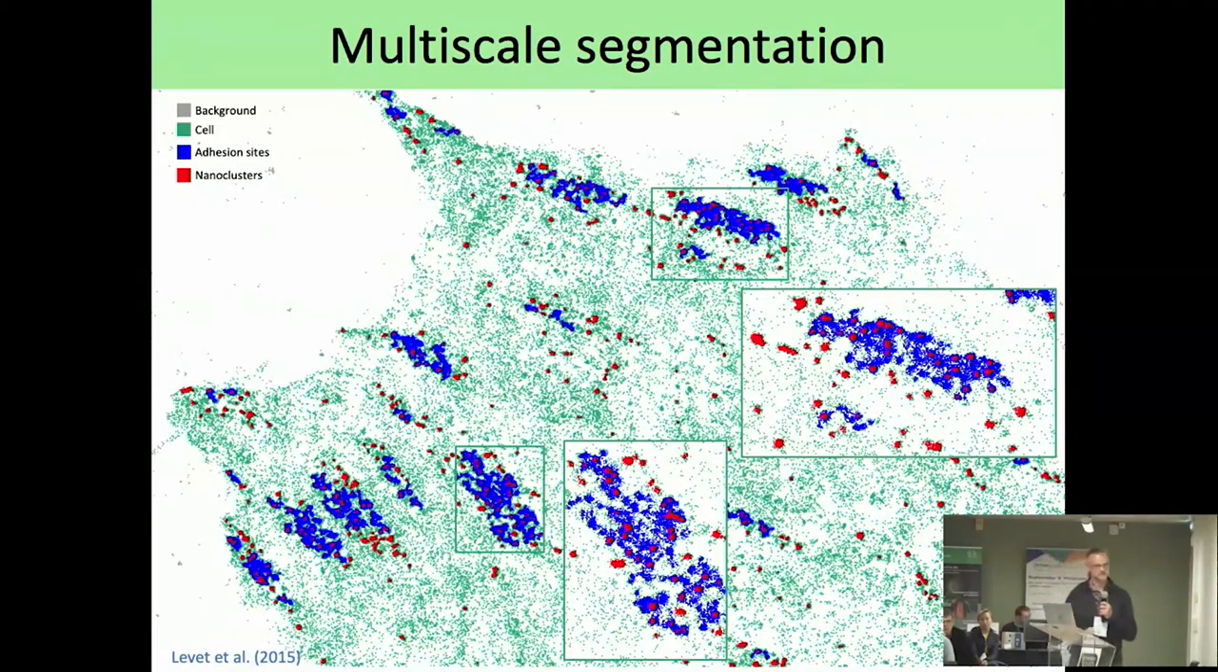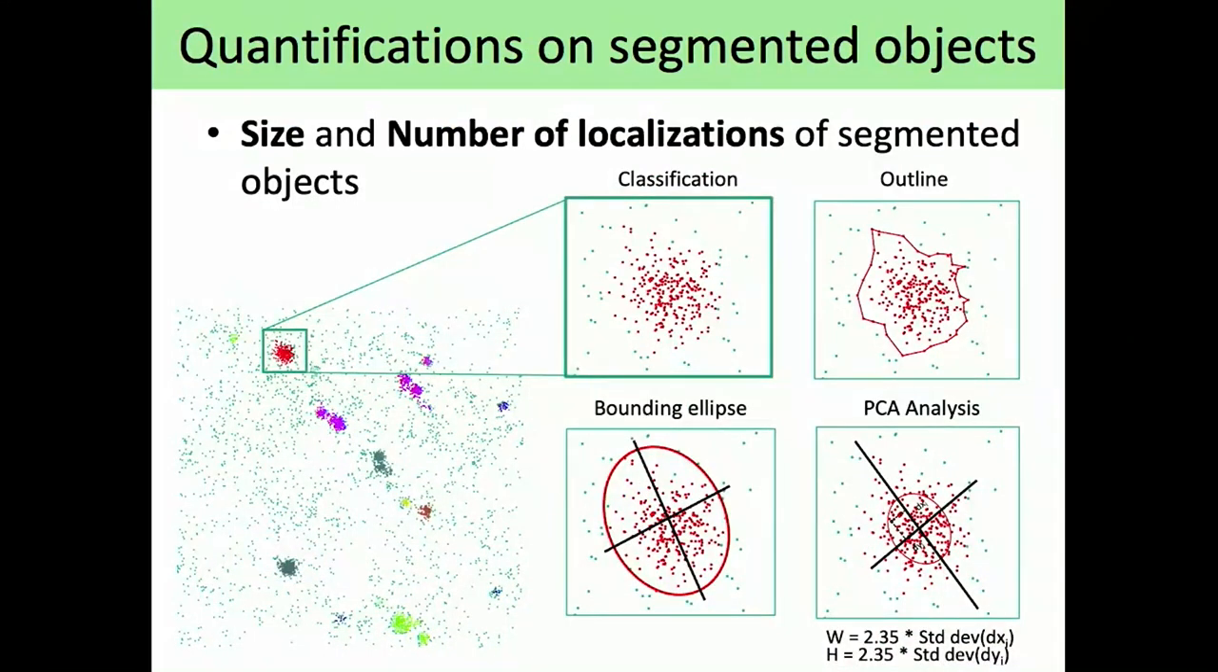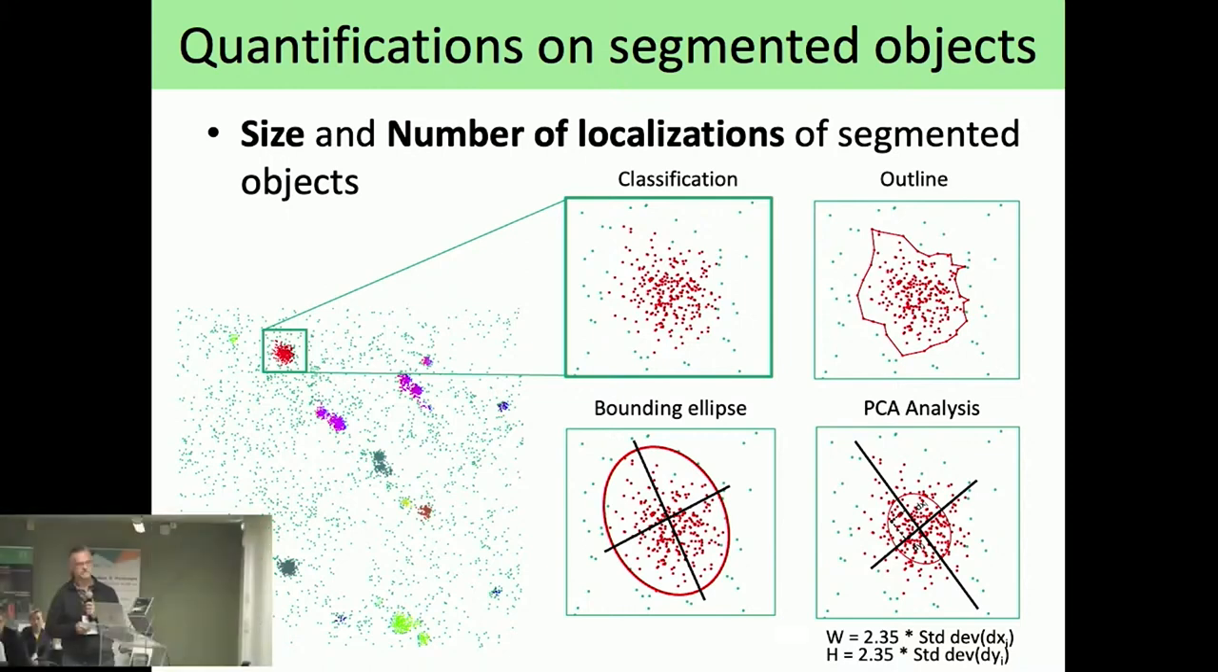Once you get the clusters, now you want to do, of course, the quantification of that, and that's true for all the methods. You need to count the localizations inside, and you want to get numbers. There are several ways to describe these clusters, whether you put an a priori or not on that. You can very basically just take the outline of the molecules here and then make some quantification, or you can fit an ellipse, or you can do principal component analysis to get numbers, because you want to quantify.